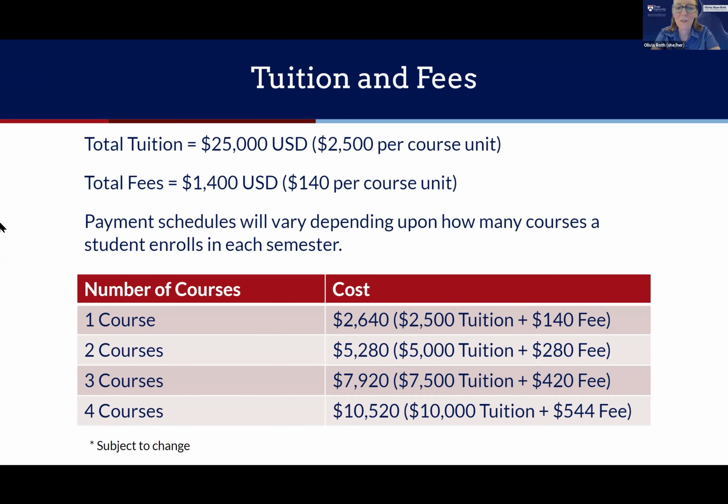So here's another breakdown of the tuition and fees. Again, it's 10 courses total, so the total is $25,000 for tuition and $1,400 for fees. But again, the payment is staggered in the sense that you pay per semester depending on how many courses you take each semester. So here you can see a breakdown of how much it would cost in one semester if you were to take 1, 2, 3, or 4 courses. It's very rare to take 4 courses in a semester. Certainly wouldn't do it in the beginning anytime soon.